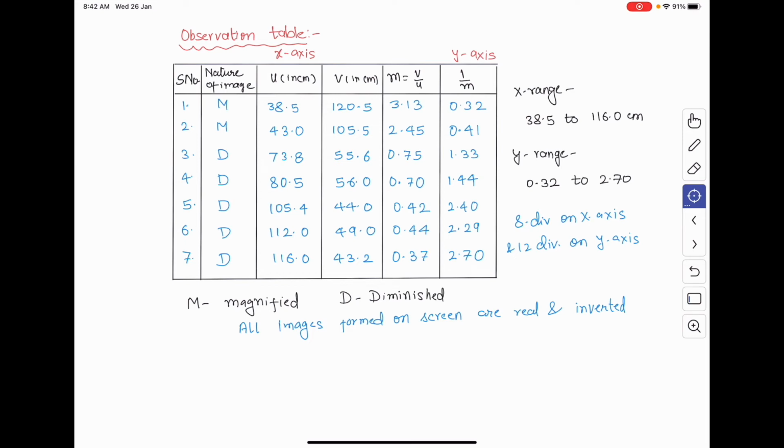Whenever magnification is more than 1, it's a magnified image, and wherever it is less than 1, it is a diminished image. So if you see, out of 7 data points, I have got only 2 magnified and the rest 5 are diminished. A good data set, what I will call, can comprise a total of 9 readings: 4 diminished, 4 magnified and 1 approximately close to 1. Because it's a double convex lens, all the images formed on the screen are real and inverted.